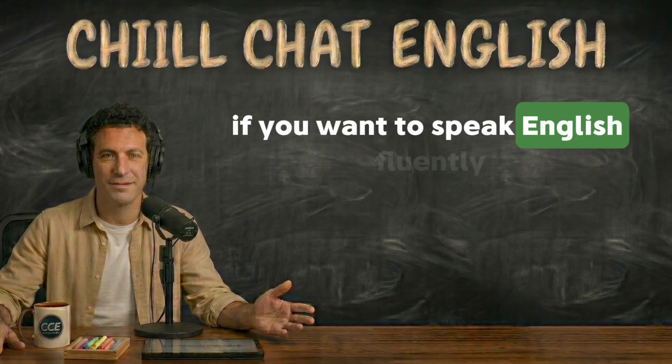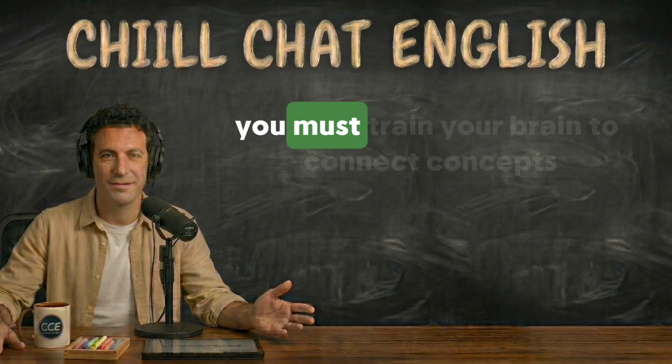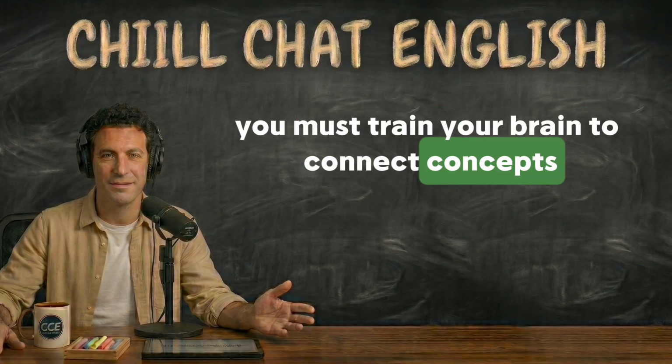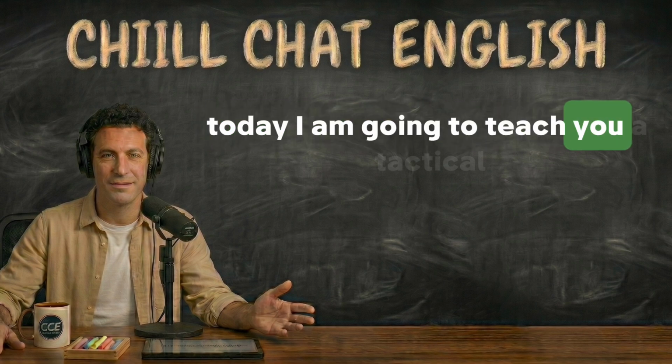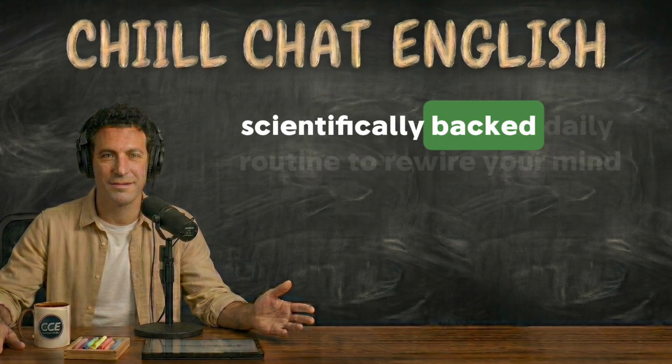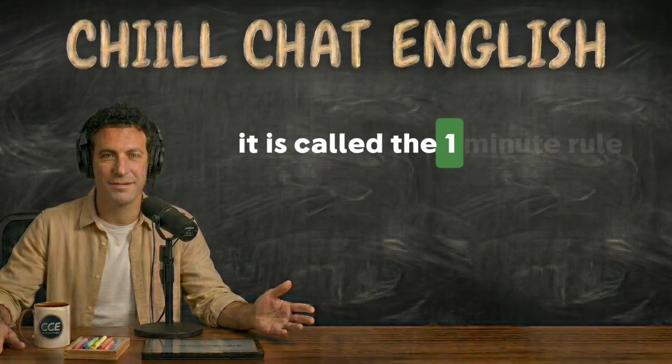If you want to speak English fluently, you must bypass this translation loop. You must train your brain to connect concepts directly to English words. Today, I am going to teach you a tactical, scientifically backed daily routine to rewire your mind. It is called the 1-minute rule.